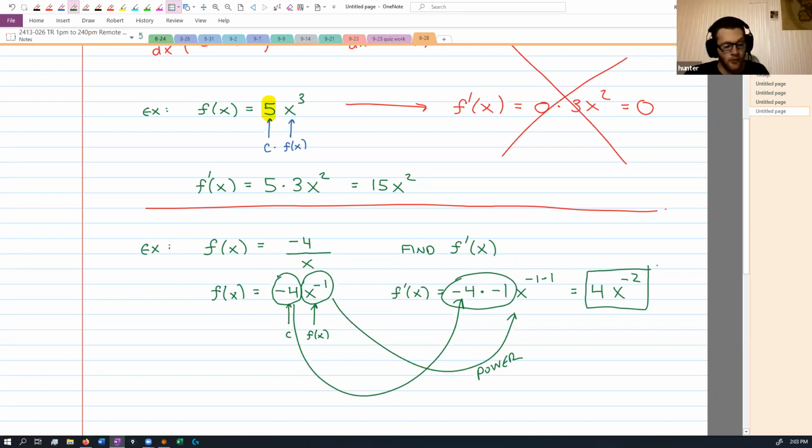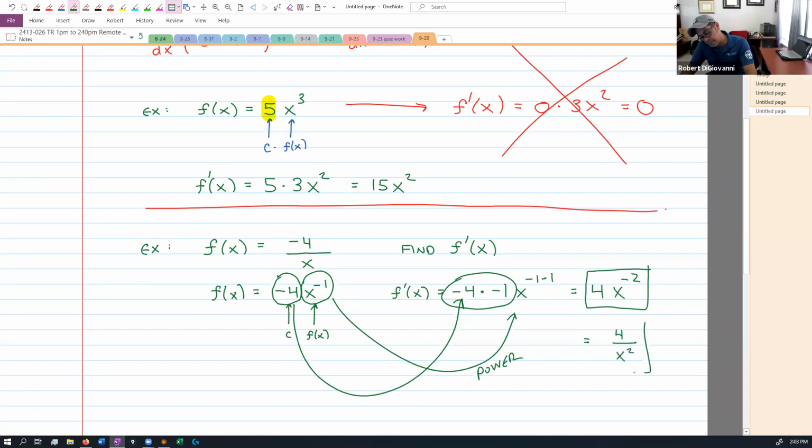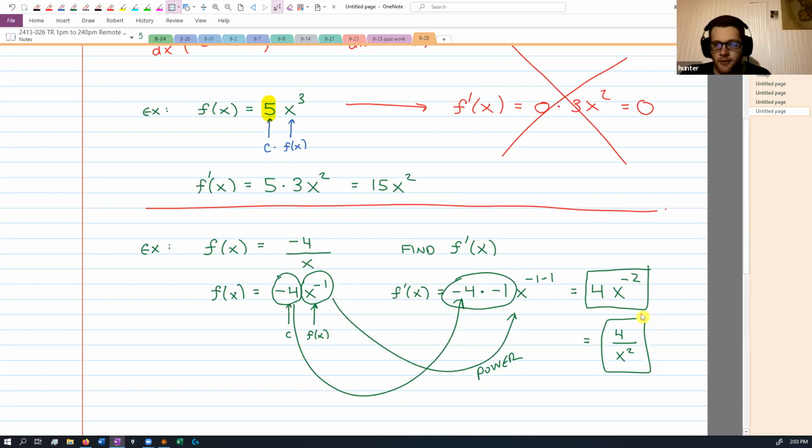Can't that be 4 over x squared? Absolutely. Both of those are correct. I like getting those negative exponents out of the question because they're awful to actually deal with.